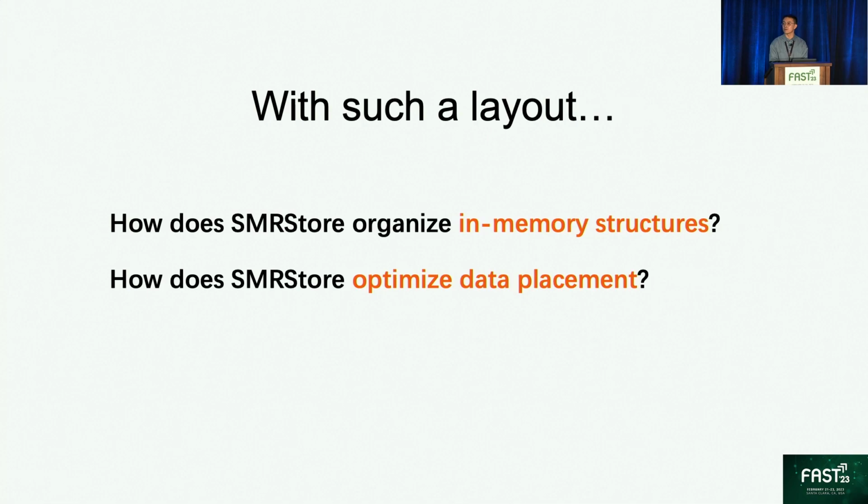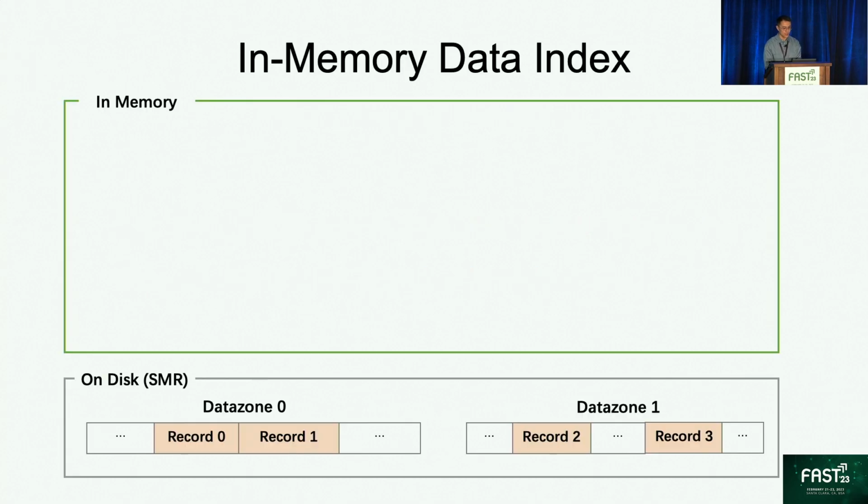So with such a layout, how does SMRSTORE organize in-memory structure effectively and optimize data placement to reduce the overhead of garbage collection? Our design of the data index is quite straightforward. Suppose that we have such a chunk on disk. It has 4 data records that are distributed among 2 data zones.